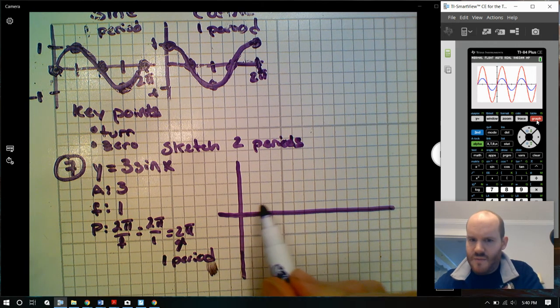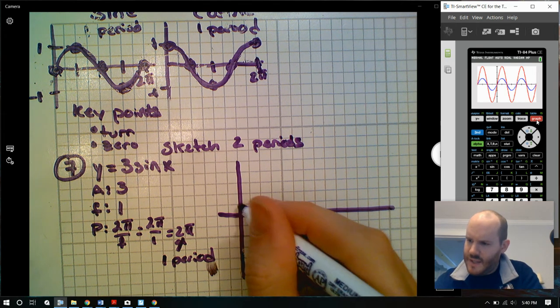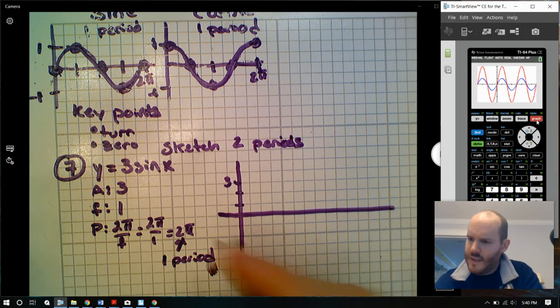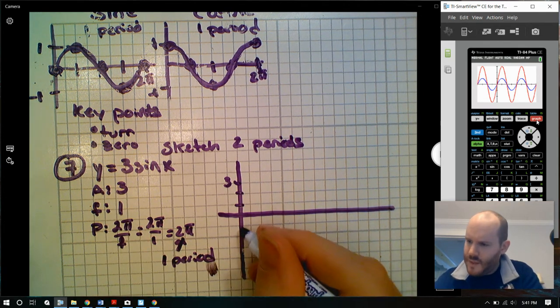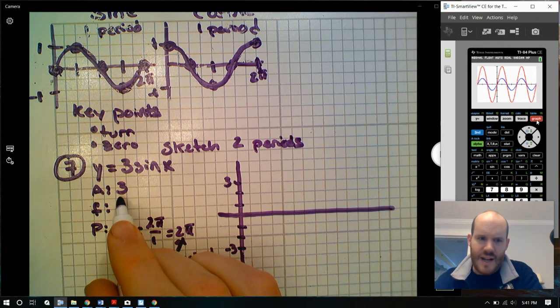I'm going to leave myself enough space that I can get to at least 2 periods. So I'm going to extend out a pretty far direction on the x-axis, and I'm going to scale these axes out. I'm going to go 1, 2, 3. So I can see I'm going up to 3 because I have an amplitude of 3. I'm going to go down 1, 2, 3 to -3, again because I have that amplitude of 3.